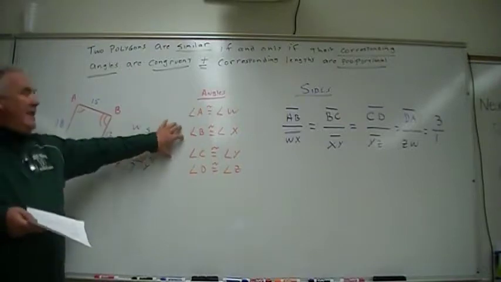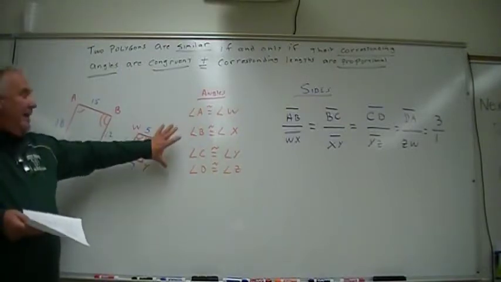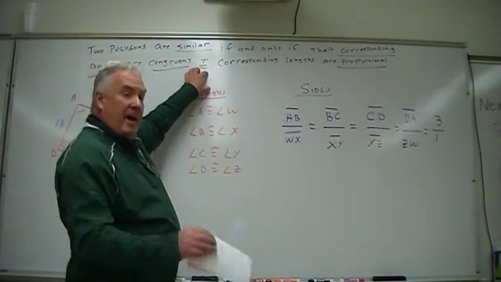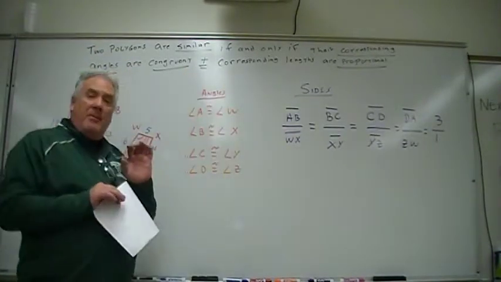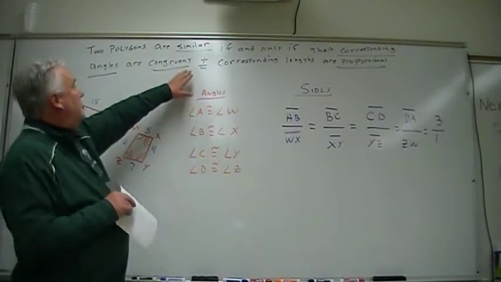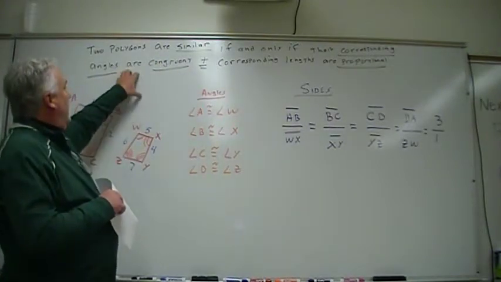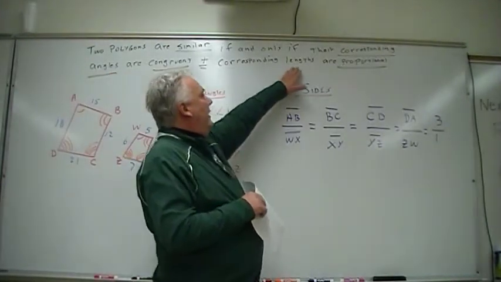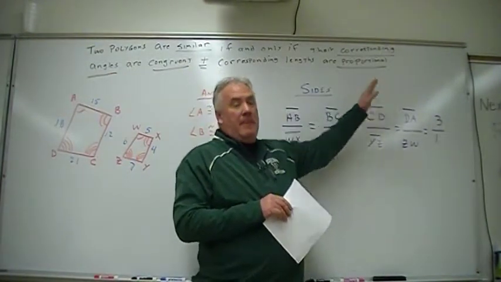So we've dealt with the angle part, okay? Now we have to deal with the sides. And let's go back to the definition. Always go back to the definition if we have a question. So corresponding angles are congruent. And corresponding lengths are proportional.